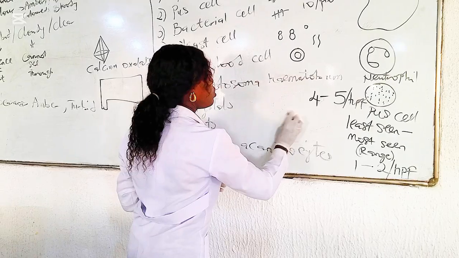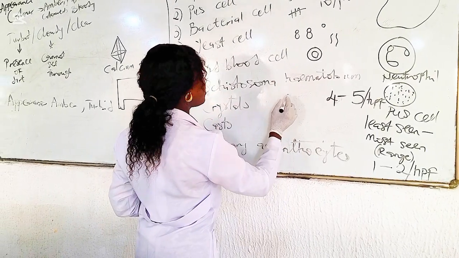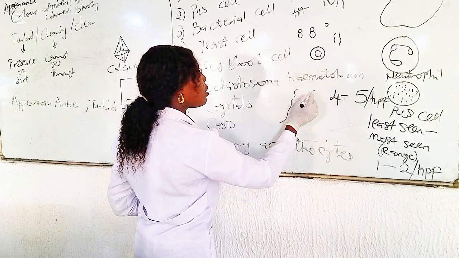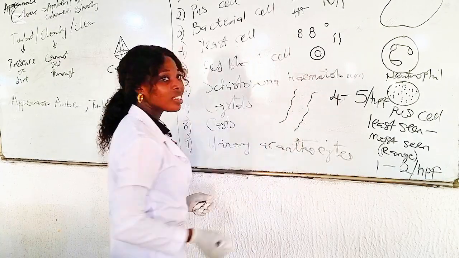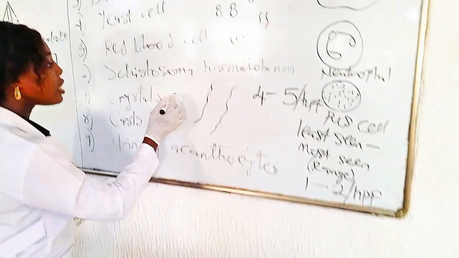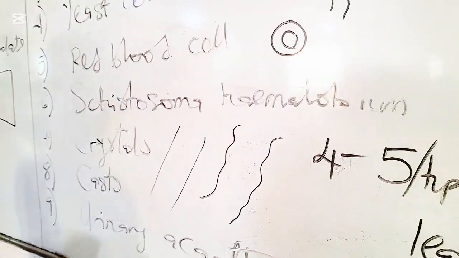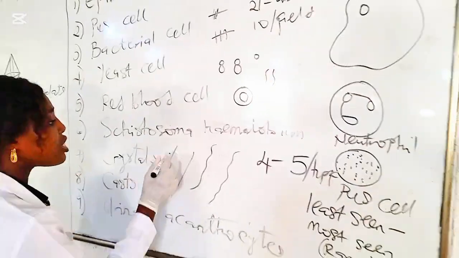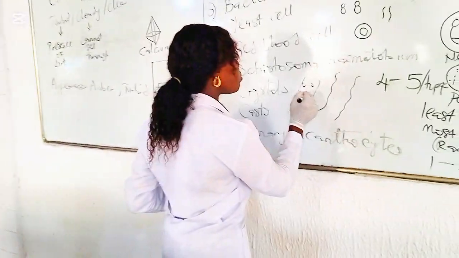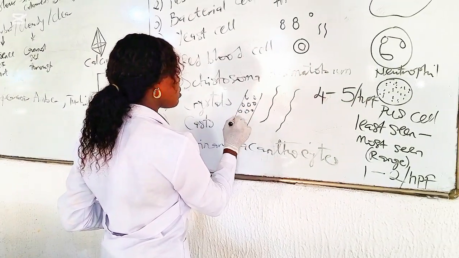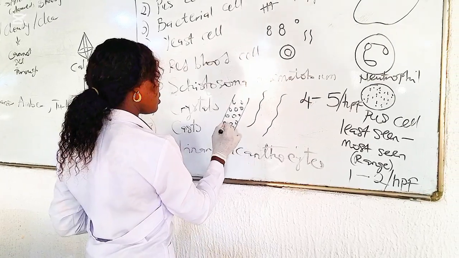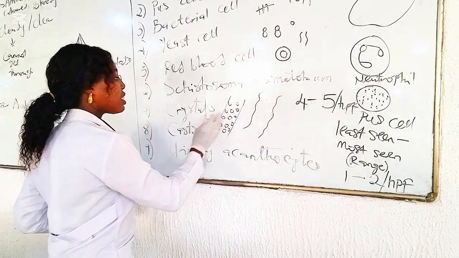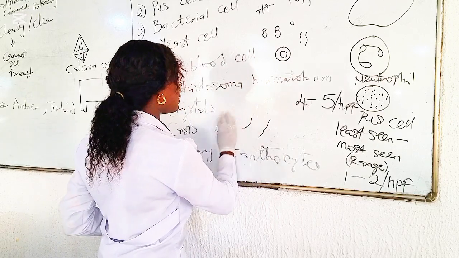So you can have a cast that looks like this. So this is a waxy cast. This is a hyaline cast, almost transparent. You need a very good microscope to actually see this. For a red blood cell cast, you see red blood cells inside. So that's for casts.